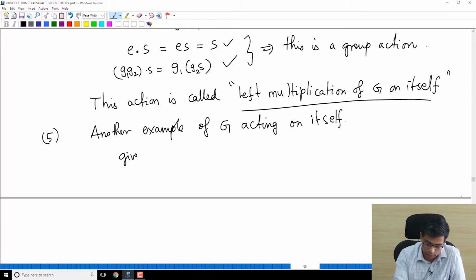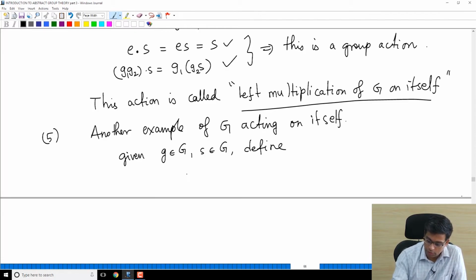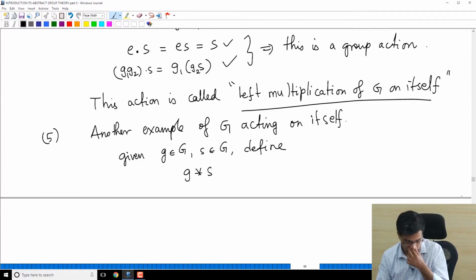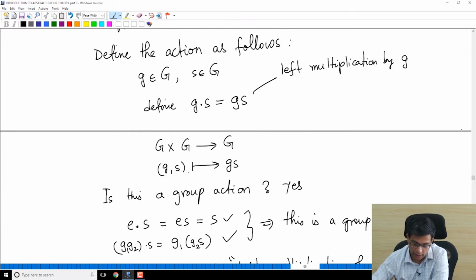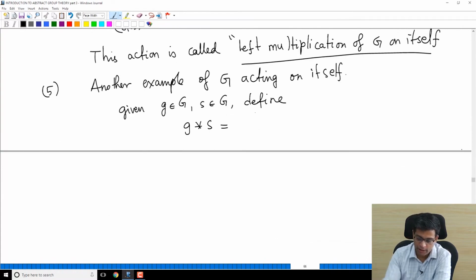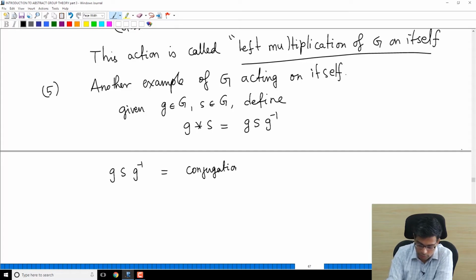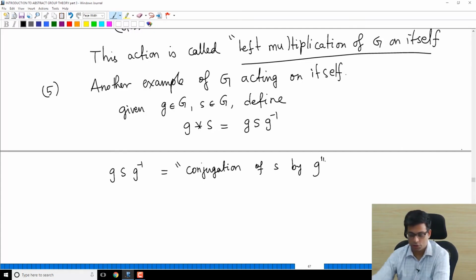So given g in G and s in G, define g star s. I'm going to use star here to be very clear about the action. This star refers to the action, not the product inside the group. Earlier I could be slightly vague because the action is already the product inside the group. Here I define g star s to be g s g inverse. So g s g inverse is called the conjugate of s by g.